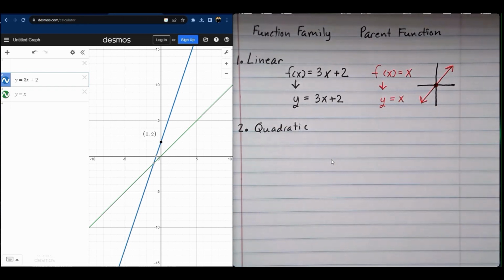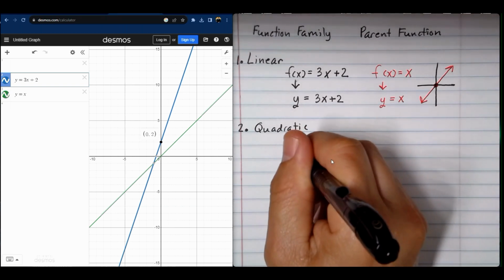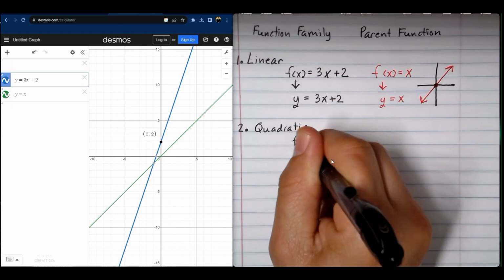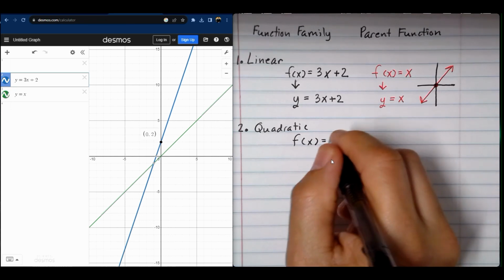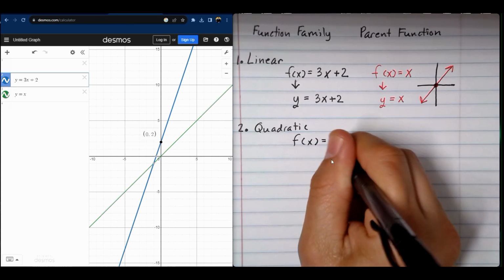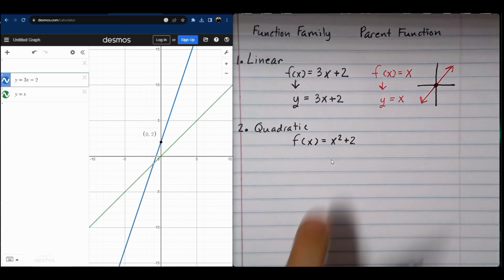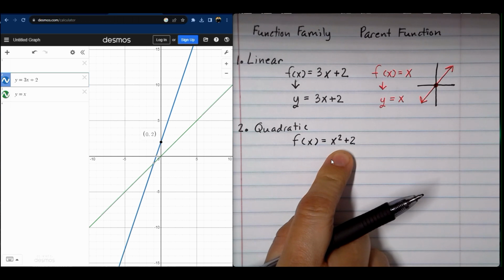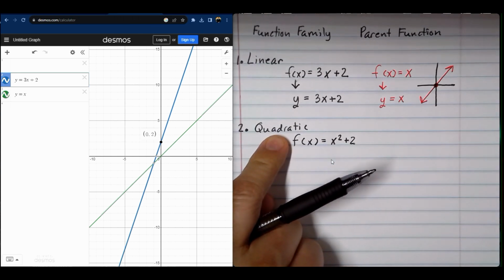And when I say quadratic, this is what I mean. I'm going to write an example. Let's go ahead and say f of x is equal to x squared plus 2. So this is a quadratic function here, right? That's the function family it belongs to, is quadratics.